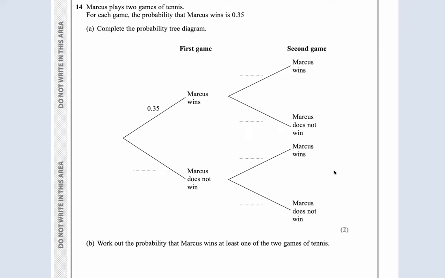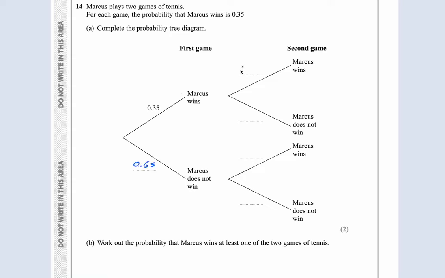Question 14. Marcus plays 2 games of tennis. For each game, the probability that he wins is 0.35. Complete this, right? So this is an easy 2 marks, guys, because this is 0.35. This has to be 0.65 because they add up to 1. And this is the same because it doesn't change for the second game. So this is 0.65. This is 0.35.